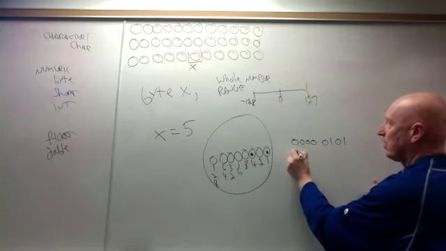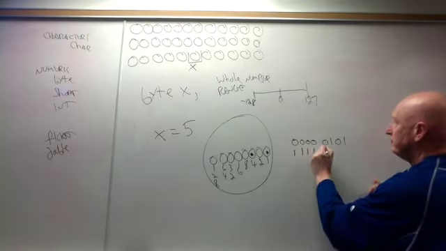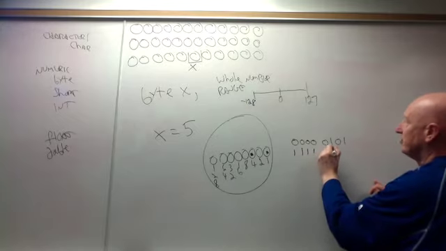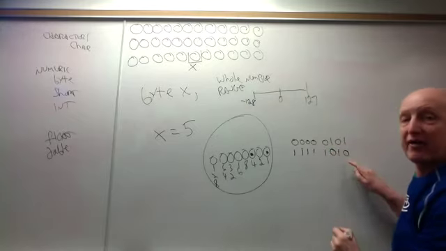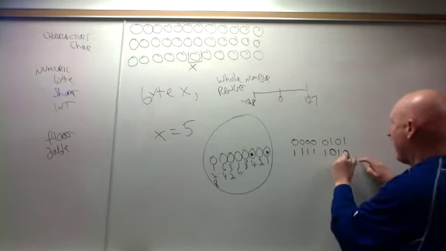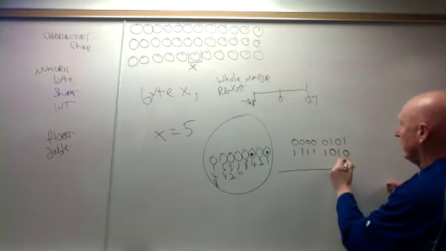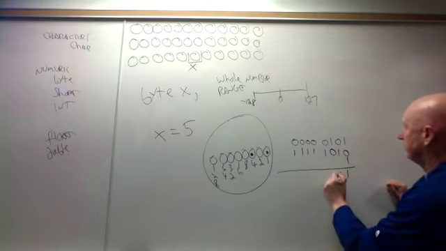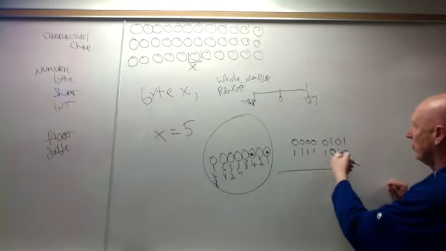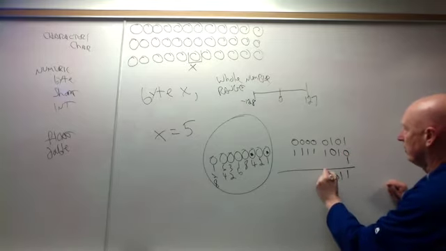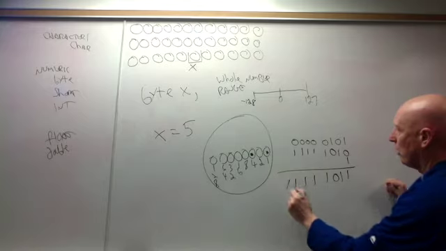All the zeros become 1s, and all the 1s become 0s. I flip the bits and I add 1. So this is 0 and 1 is a 1. 1, 1, 1, 1, 1, 0, 1, 1.